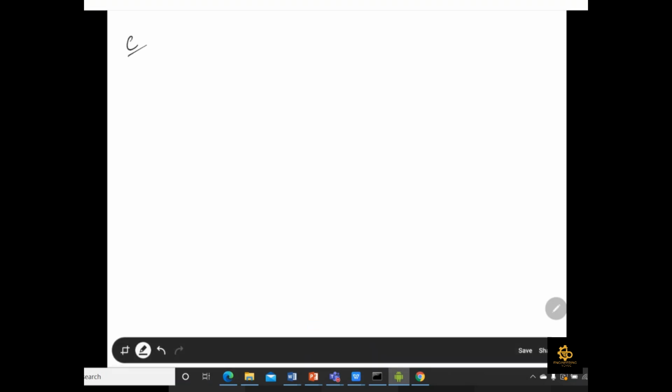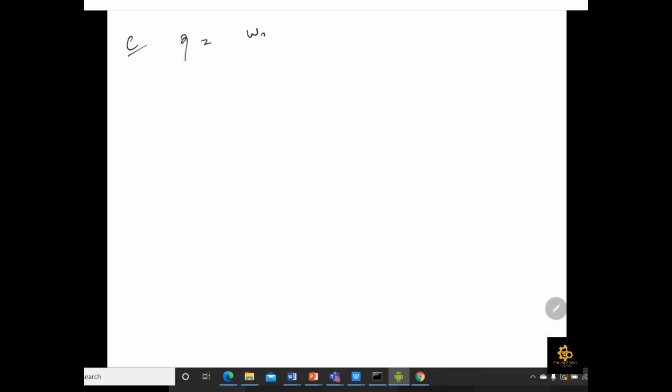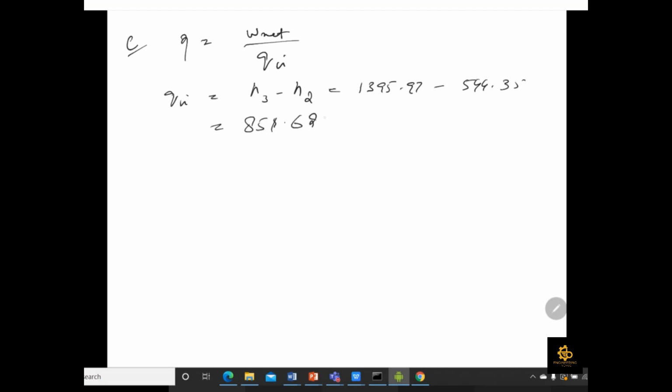So in part number C, we have to find the thermal efficiency. For thermal efficiency, we need the value of W net and Qin. Qin, you already know, is the heat supplied between point 2 and 3, which is H3 minus H2. H3 is known to us from the previous part A, 1395.97. H2 is also known from the previous case, and Qin is equal to 851.62 kilojoules per kg.